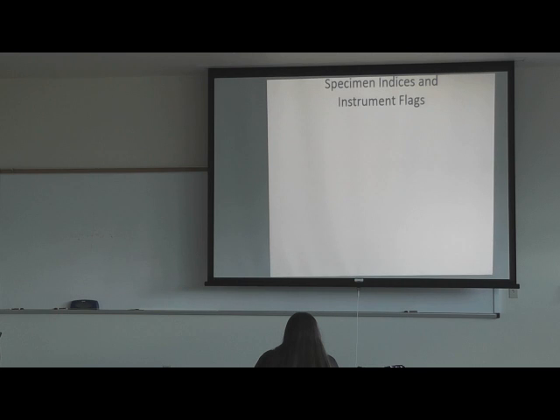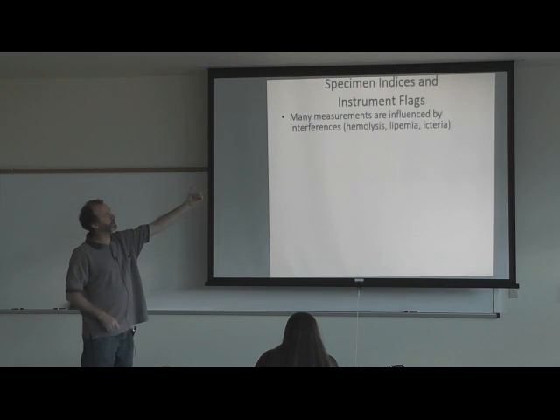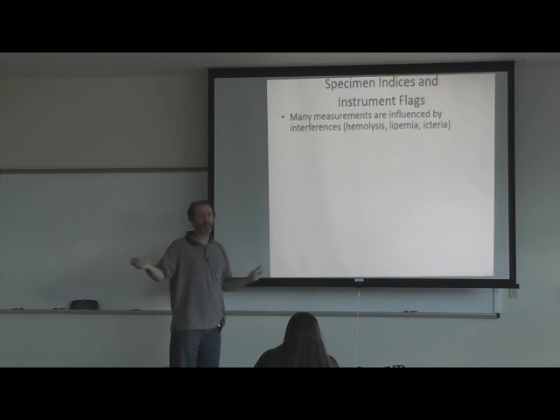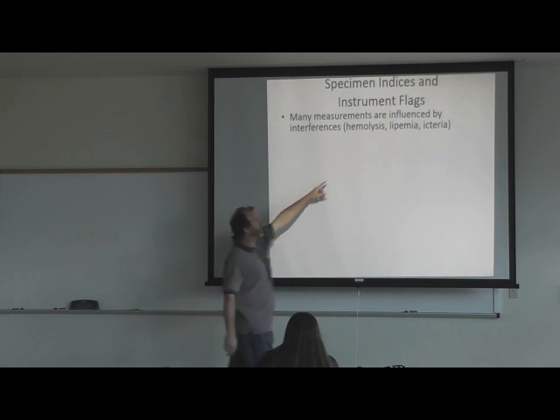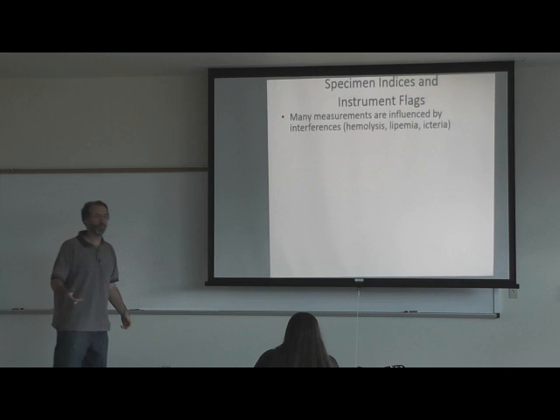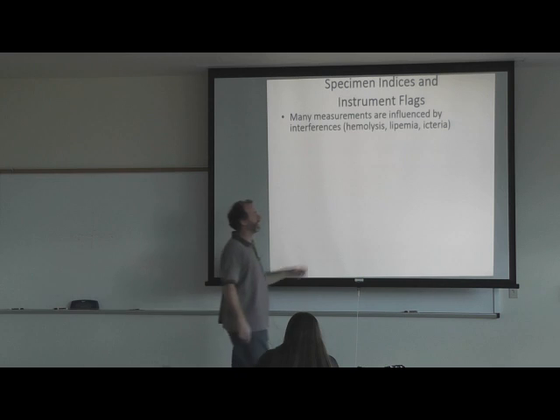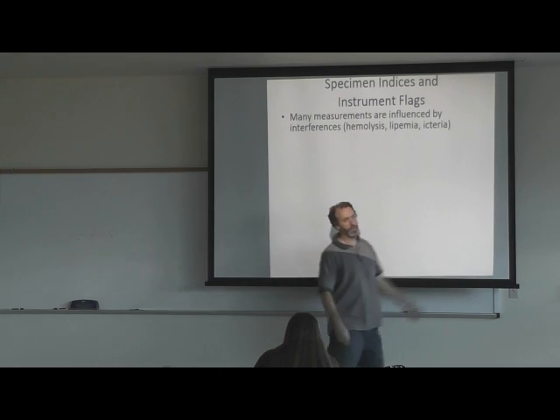Specimen indices and flags. These automated machines we have in the clinical lab, they'll just flag a sample when there's something wrong with it right off the get-go. And the most common interferences are hemolysis, lipemia, and icterus. Hemolysis is going to cause a lot of heme in the sample, and that's going to absorb light, right? Lipemia, you have chylomicrons or VLDLs contaminating the sample, and that's going to cause light to scatter, which is going to throw measurements off. And icterus is high levels of bilirubin.